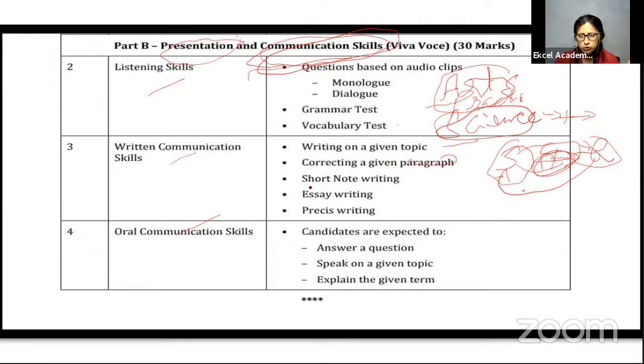And there's also something called short note writing. I'm sure you've been doing it in your school and PU classes. It will be explained later. Then we have essay writing. Then the third one is oral communication skill. This is very important for your viva voce. Here, the candidates, that is you people, are expected to answer the questions asked by the interviewer or anybody for that matter. So let us learn to ask questions and answer. All these will be dealt with in detail later.